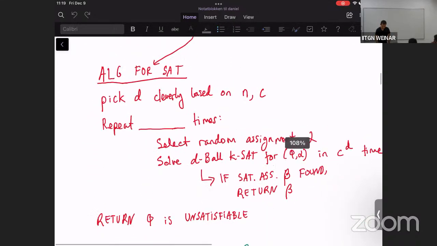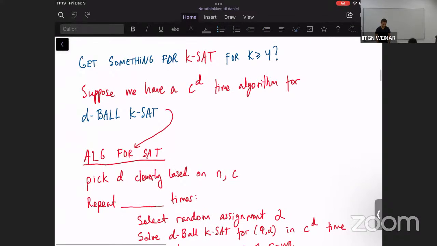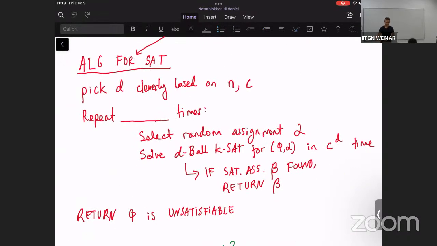So suppose we have a c to the d algorithm for d-ball sat. Then I'll give you an algorithm for sat. I'll pick d, my integer, cleverly based on the number of variables in the input, and c, the base of the c to the d algorithm for d-ball search that I have. And then I'm going to repeat some number of times, we'll figure out what number of times that is, the following procedure: select a random assignment and solve d-ball sat from that random assignment in time c to the d. If I find a satisfying assignment, return that I found it. And if I haven't found one after a bunch of repetitions, then I say that the formula is unsatisfiable. Okay.